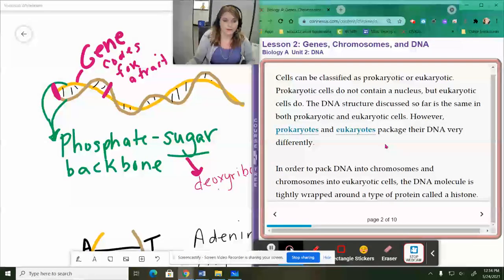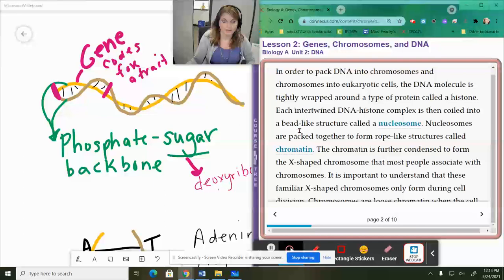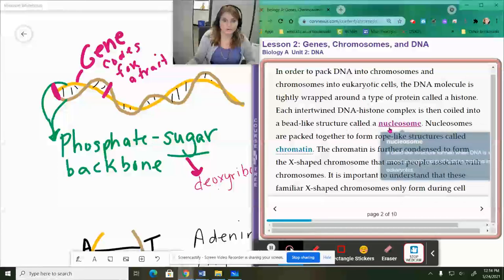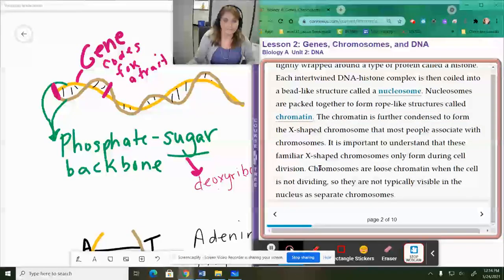However, prokaryotic cells and eukaryotic cells package their DNA very differently. In order to pack DNA into chromosomes and chromosomes into eukaryotic cells, the DNA molecule is tightly wrapped around a type of protein called a histone. Each intertwined DNA histone complex is then coiled into a bead-like structure called a nucleosome. Nucleosomes are packed together to form rope-like structures called chromatin. The chromatin is further condensed into the X-shaped chromosomes that most people associate with chromosomes.